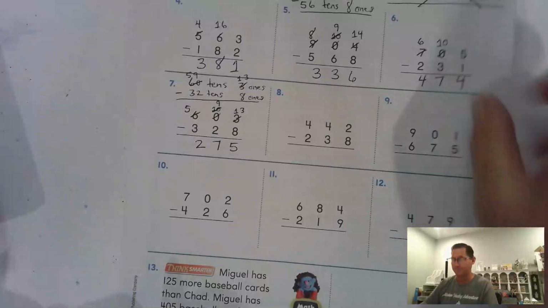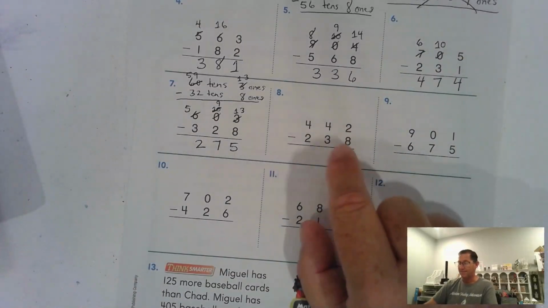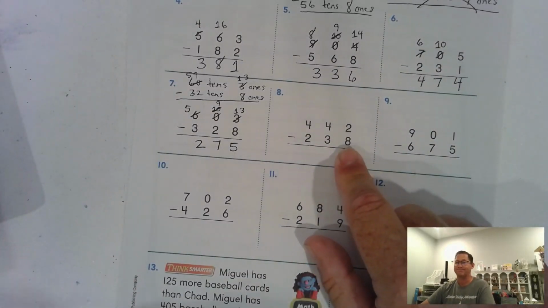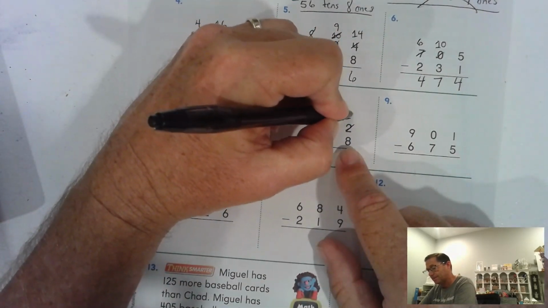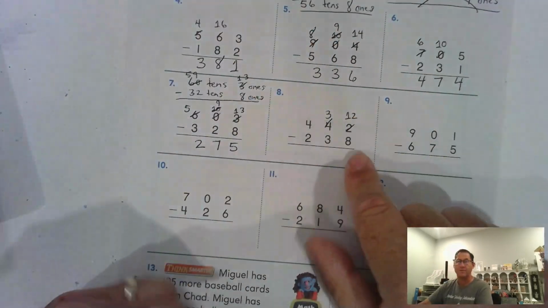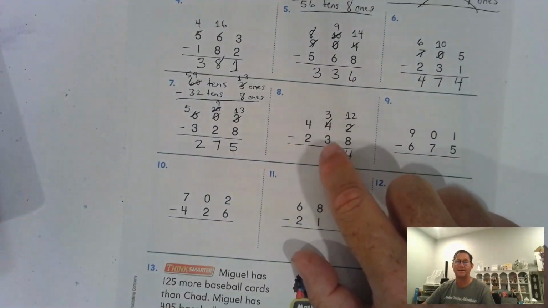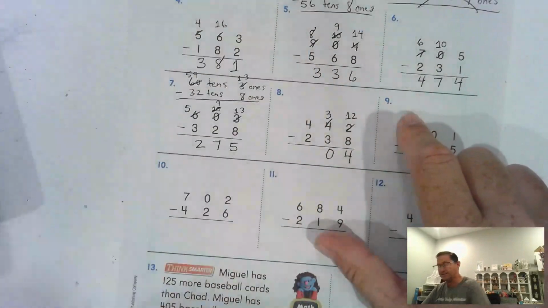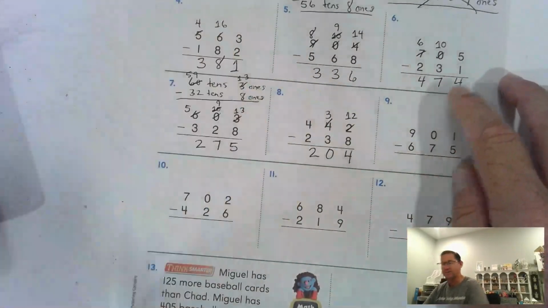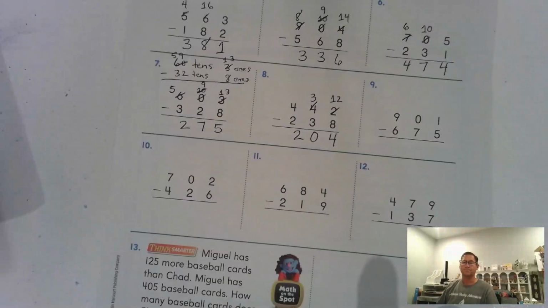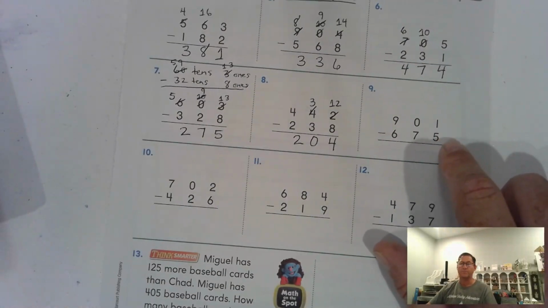All right, number 8. I have 2 ones and I have to take away 8 ones. Can't do that, so let's regroup in the tens. All right, so now we have 12 ones, take away 8 ones, 4 ones. 3 tens take away 3 tens is 0 tens. And 400 take away 200 is 200.